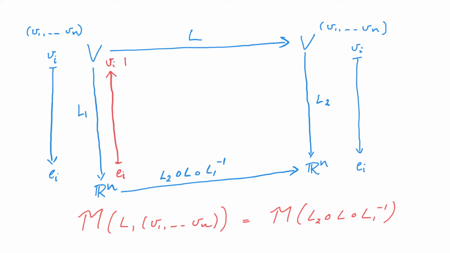And under L, Vi gets mapped to lambda i times Vi. And again under L2, lambda i Vi gets mapped to lambda i Ei. Therefore, we see that L2 composed with L composed with L1 inverse of Ei is equal to lambda i Ei.